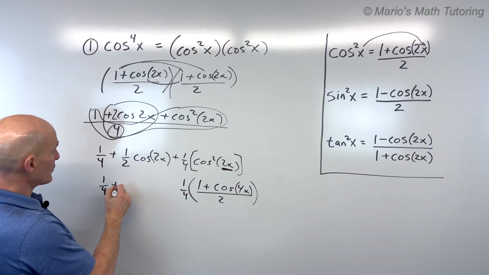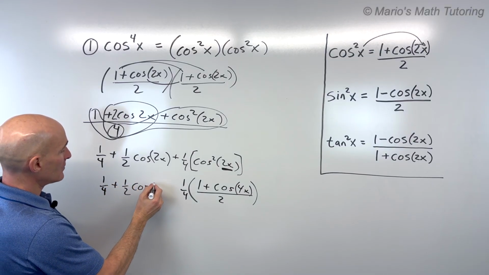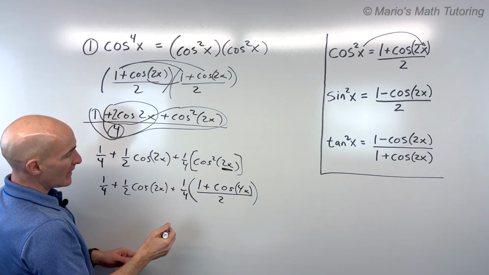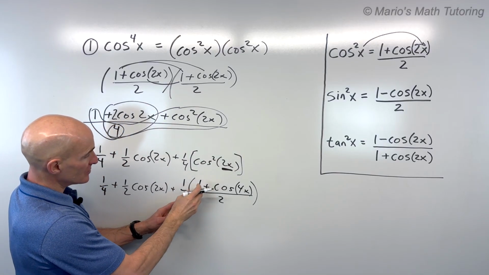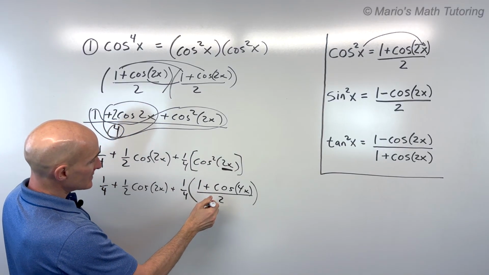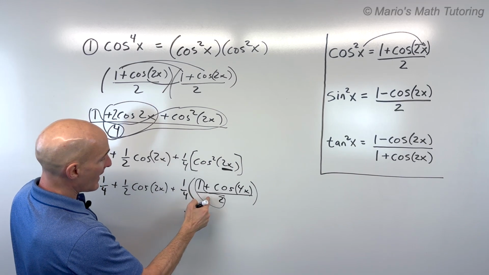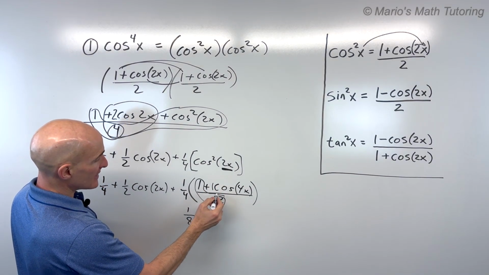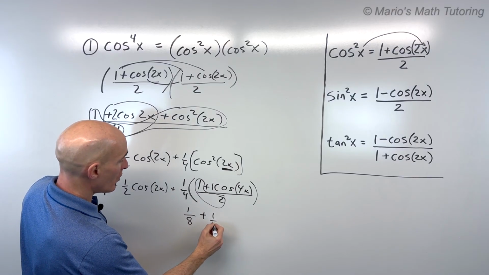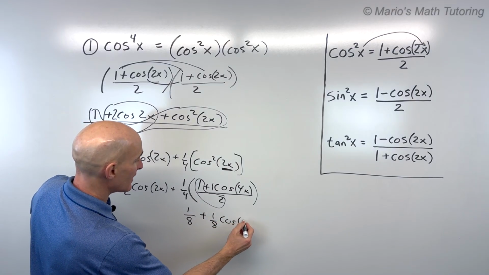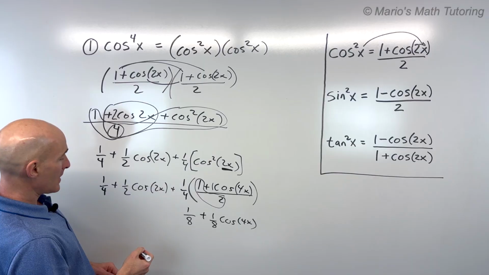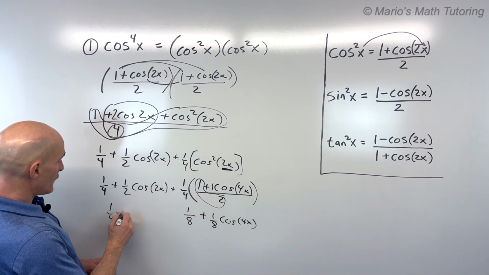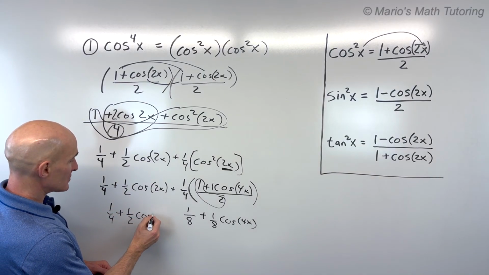So we have 1/4 plus 1/2 cosine of 2x. And then now let's go ahead and distribute here. We've got 1/4 times 1/2, which is going to give us 1/8. And then this is understood to be a 1, so that's like 1/2 times 1/4, which is 1/8 cosine of 4x. And then let's bring this down. So 1/4 plus 1/2 cosine of 2x.